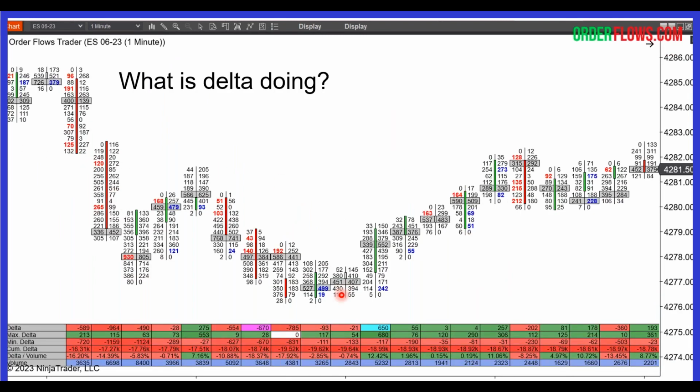what's happening down there? As you're coming down, you know, nice aggressive selling, negative deltas here, minus 589, minus 964, minus 490. It bounces up a little bit, then comes down here, minus 554, minus 670, minus 785, minus 93, minus 21, and then plus 650. So it's coming down here, nice strong sellers, minus 589, minus 964. Minus 500, minus 600, minus 700, then only minus 90, minus 21.